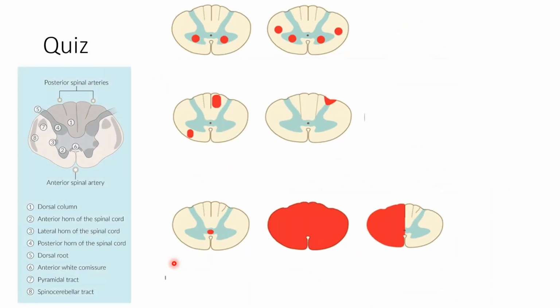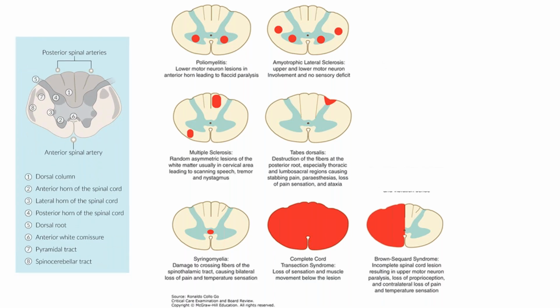So with this, we are at the end of our lecture now. This is the last slide. Now just try to see these pictures. This definitely should be the complete transection. This is the Brown-Sequard syndrome. This involves the central canal, so this should be syringomyelia. This is Tabes dorsalis, which was involving the posterior root. This is lateral sclerosis, and over here, involving the anterior horn cells, should be poliomyelitis.